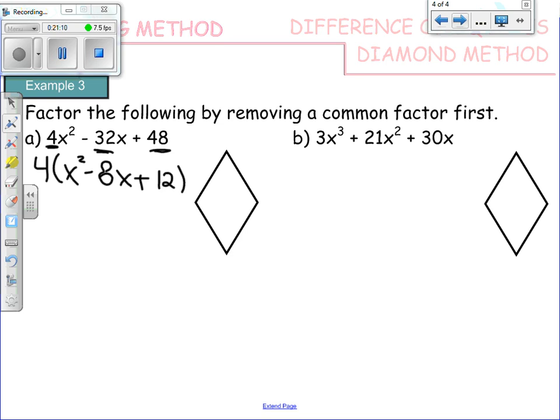Now do the inside. What's your A times C? What's your B? Which numbers multiply to be 12 and add to be 8? Negative 6, negative 2. They multiply to be the top of the diamond, add to be the bottom. Negative 6 and negative 2. The 4 that you factored out at the beginning, it's still there all the way through to the very final answer. So it can't disappear. X squared minus 6x minus 2x plus 12.